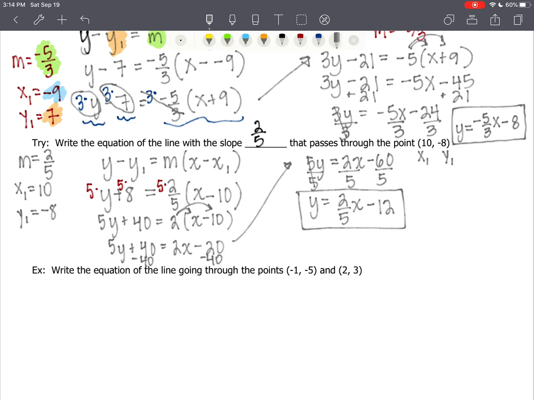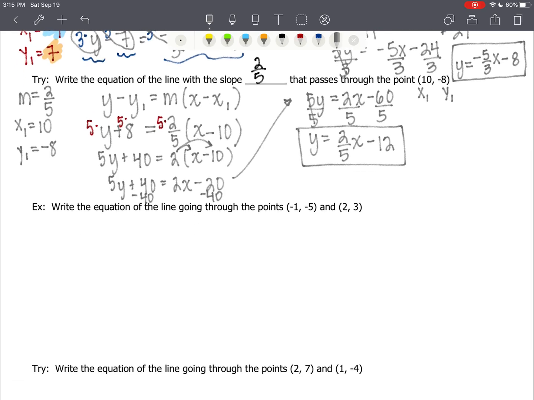So if you got that, then you're in great shape. Sometimes we need to write an equation of a line given 2 points. So when we're given 2 points, we first have to find the slope. So let's write the steps down off to the side. Our first step is to find the slope. So you're going to find the slope between 2 points.